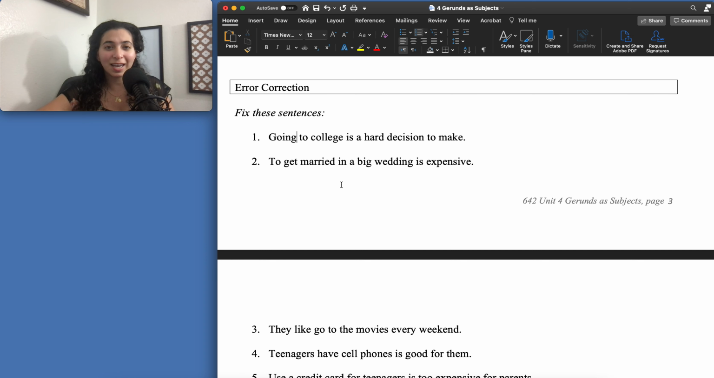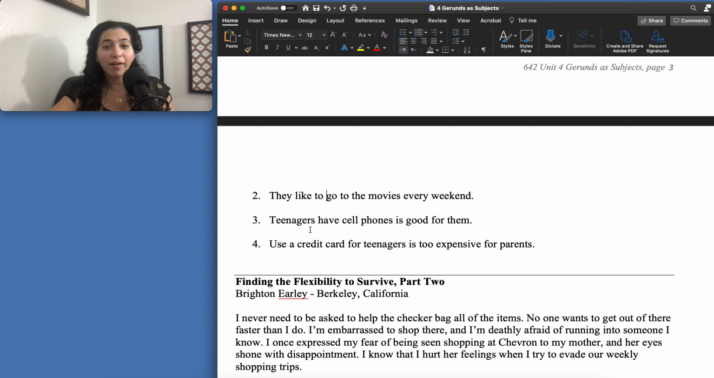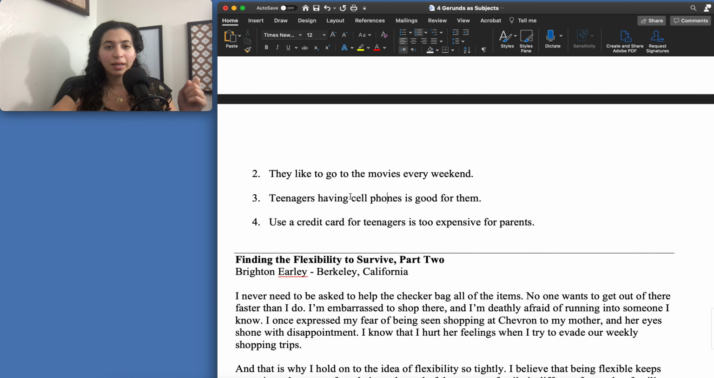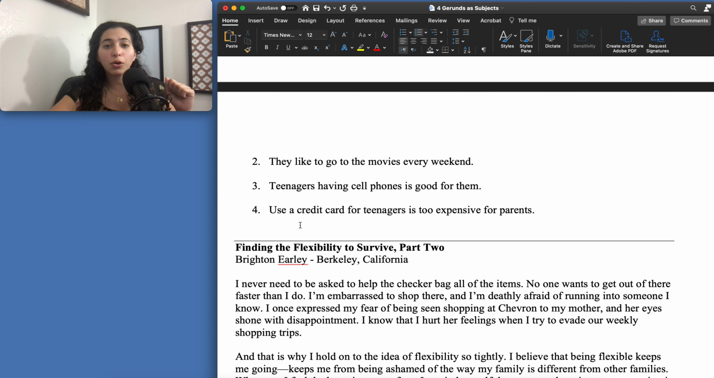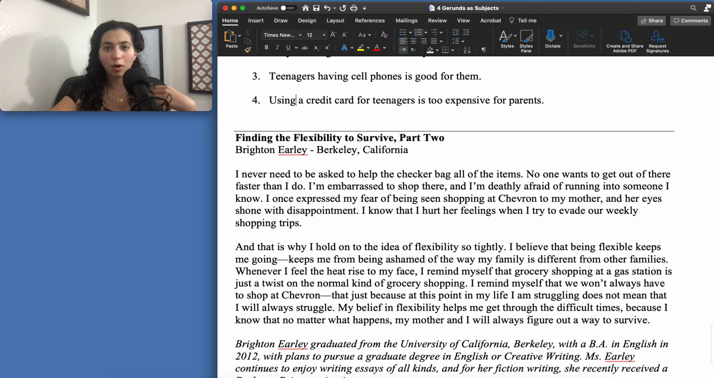To get married in a big wedding is expensive. And so it wouldn't be to get married, it would be getting married. They like to go to the movies every weekend. Teenagers have cell phones is good for them. Teenagers having cell phones is good for them. Okay, so notice here having, we are not using it as a verb. Again, it is a gerund. Use a credit card for teenager is too expensive for parents. Using a credit card for teenagers is too expensive for parents.